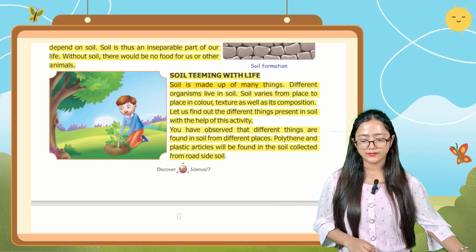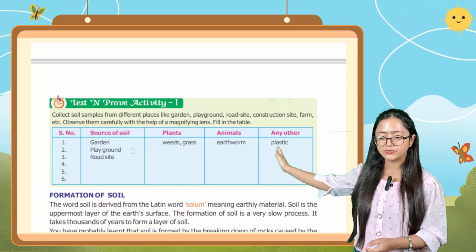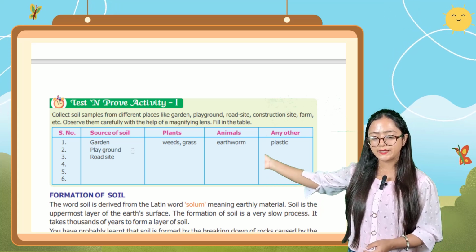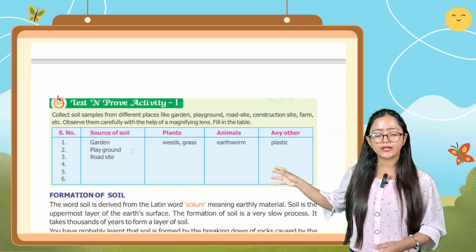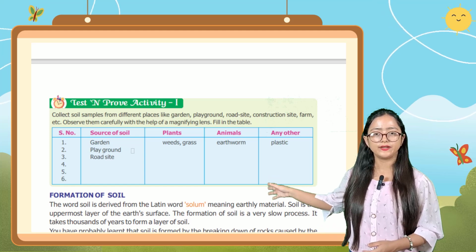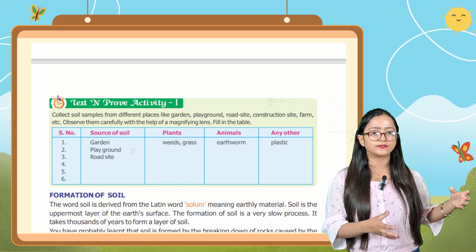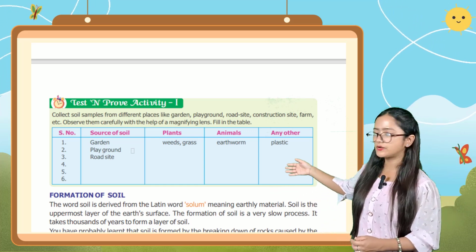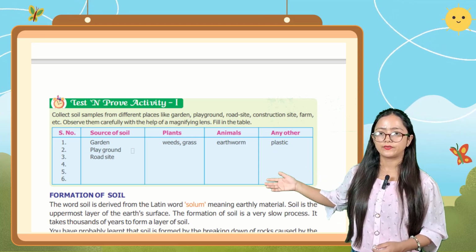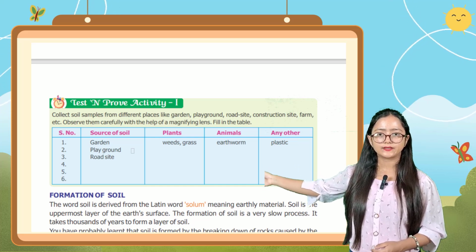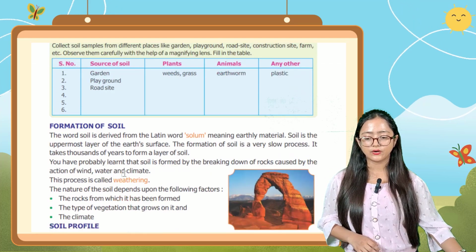Okay, now there is test and prove activity first. So in this one you can see the box, the source of soil is given, the plants, animals, and any other thing are also given. So first of all is the garden. So what type of thing you find in the garden area? You can find weeds. Weeds are that one which grow by their own self. Okay, we can say they are the wild plants. Okay, and there is also grass. There is also animals. Okay, the earthworm which live in that soil. Okay, or we can say red worm. And any other thing is the plastic. Okay. Next, we're going to talk about formation of soil.